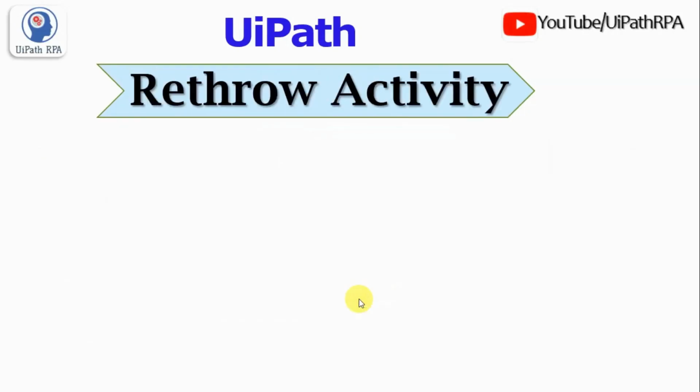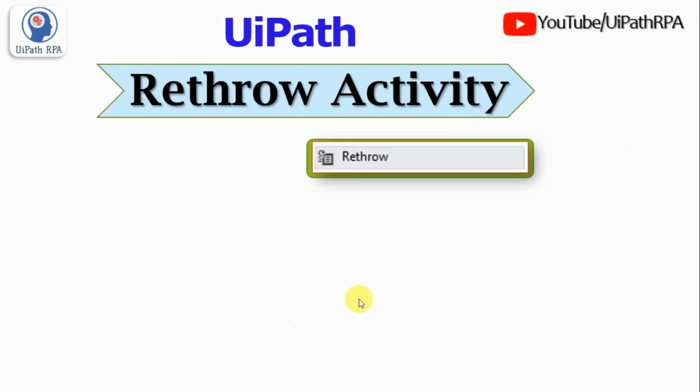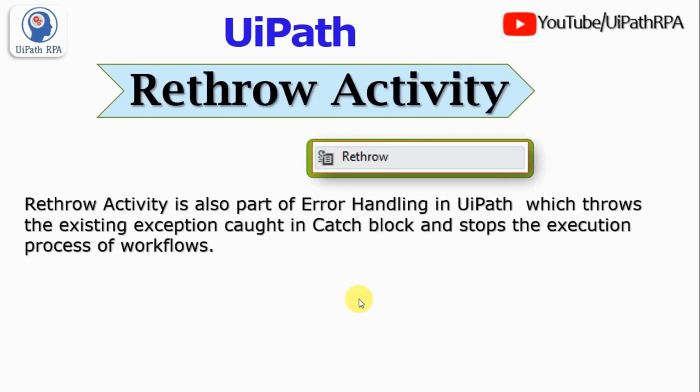Now the next is the Rethrow activity. It looks like this. It is available in UiPath under error handling. The Rethrow activity is also part of error handling in UiPath, which throws the existing exception caught in the Catch block, and it stops the execution of the workflow. It must be placed under the Catch block. We cannot put that activity in the Finally block or any other block, right?